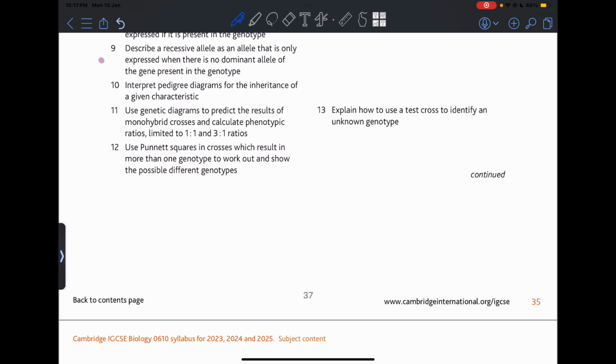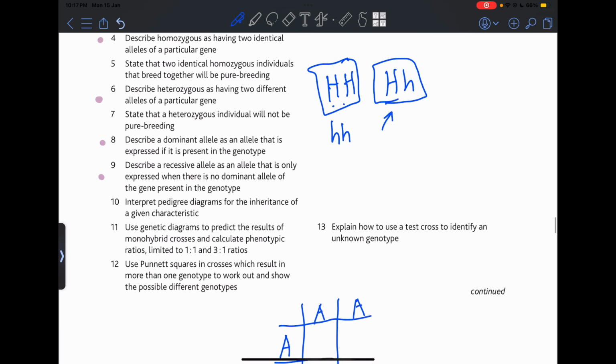12 says use a Punnett square in crosses which result in more than one genotype to work out and show the possible different genotypes. Again, I also work with Punnett squares, which are like this. You basically put, for example, A and a recessive, and then you put like this. So this is how I basically solve. You can, as I said, check out my videos if you have any questions about that. You can see how I solve that.